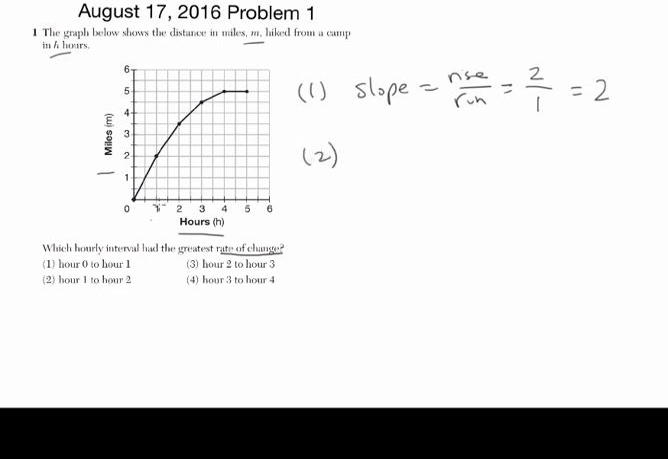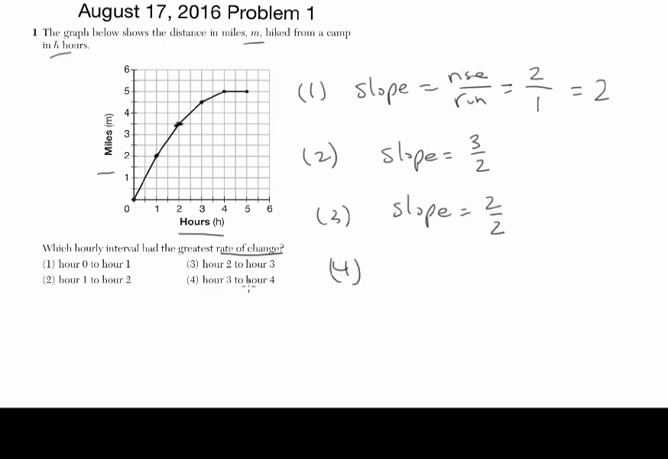Between hour 1 and 2, so we go here. Our rise from here to here is 1, 2, 3, and the run is 1, 2. So this one is going to be the slope equals 3 over 2. For the third one, from 2 to 3, from this point to this point, the rise is 1, 2, and the run is 1, 2. So there, the slope equals 2 over 2.